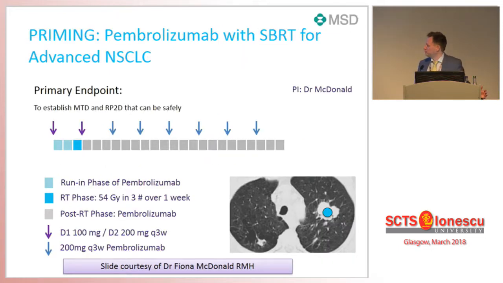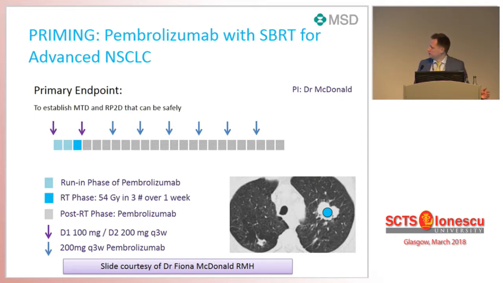This is a trial from Fiona MacDonald at the Marsden, looking at combining Pembrolizumab, a drug that's now well recognized and approved for patients in the metastatic setting, for those with 50% positivity in the first line, or more than 1% in the second line. But this is looking at whether we can combine that with radiotherapy. By combining it with radiotherapy, is it safe? And if it's safe, does it enhance the effect of immunotherapy?